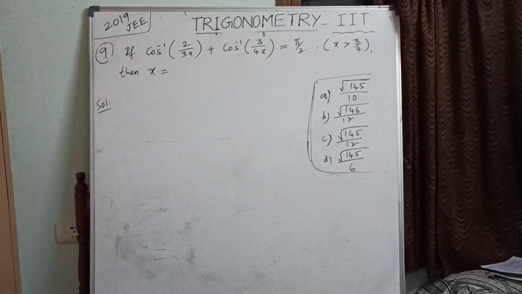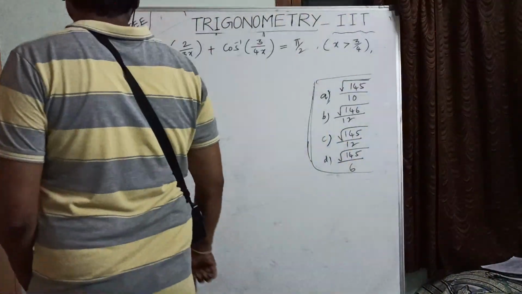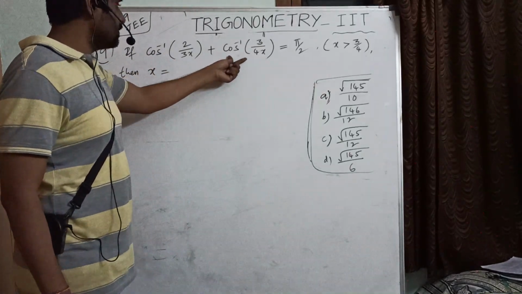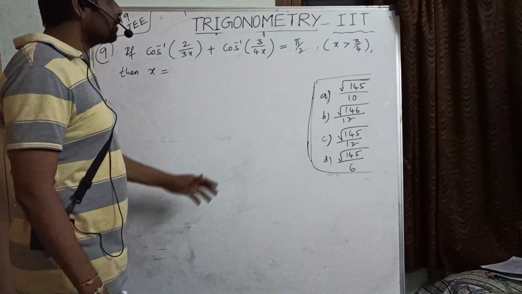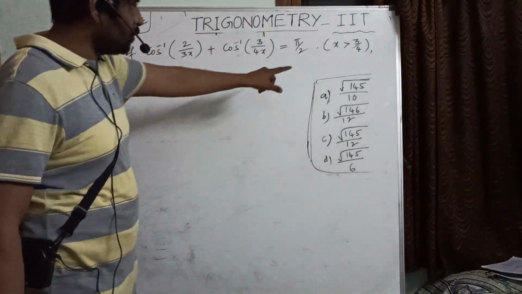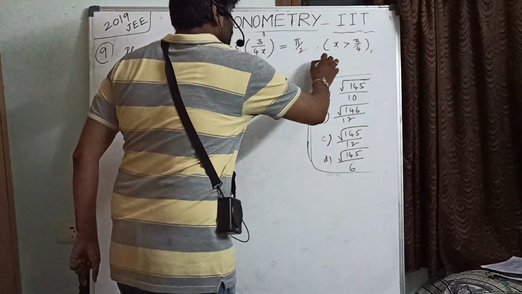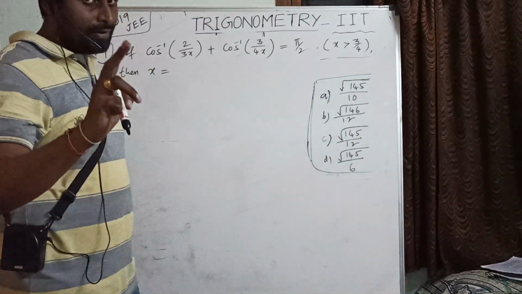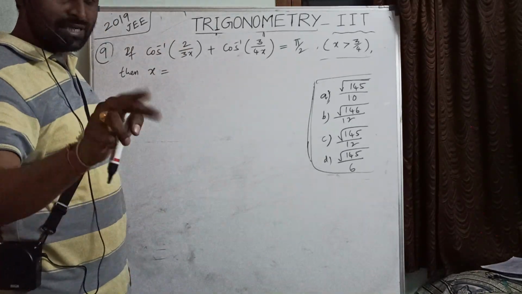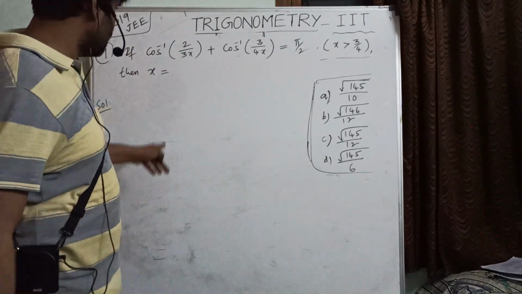Now see this question. Question number 9. If cos inverse of 2 by 3x plus cos inverse of 3 by 4x equal to pi by 2, where x greater than 3 by 4. This is important. So in the end we are going to get two values for x. In that whichever more than 3 by 4, that only will take. Okay. So now we'll see.